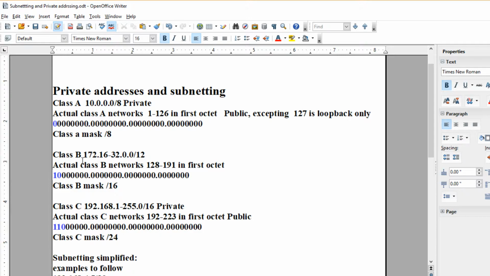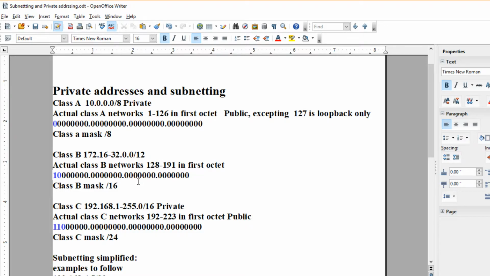Class B networks can be a little confusing when you first look at them because you'll see two different masks. You just have to realize that a Class B mask is associated with a /16, meaning the first two octets. If the first two octets are part of the network, it can be a Class B network mask. We have a /12 here. All that means is the private address range for Class B. The second octet can be 16 through 31. But the actual Class B networks we'll see on the actual internet are 128 through 191 in the first octet.